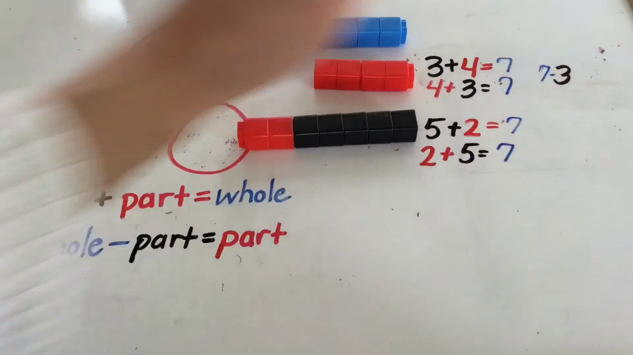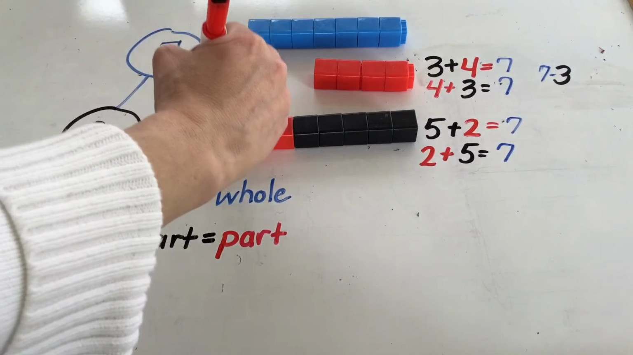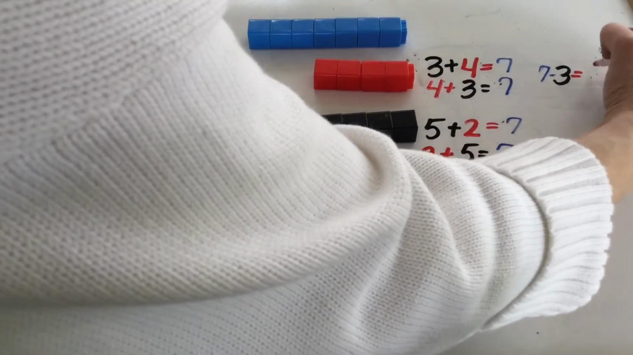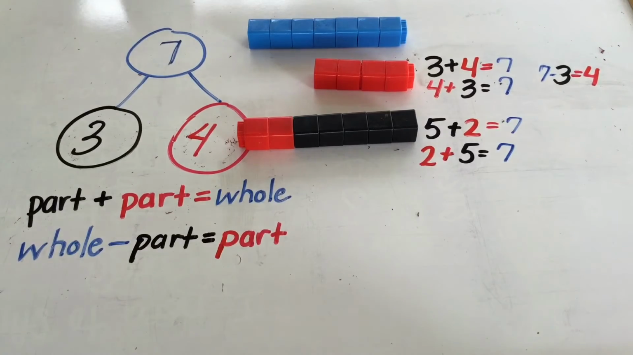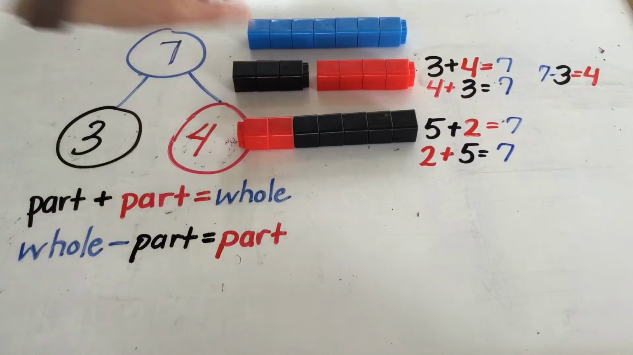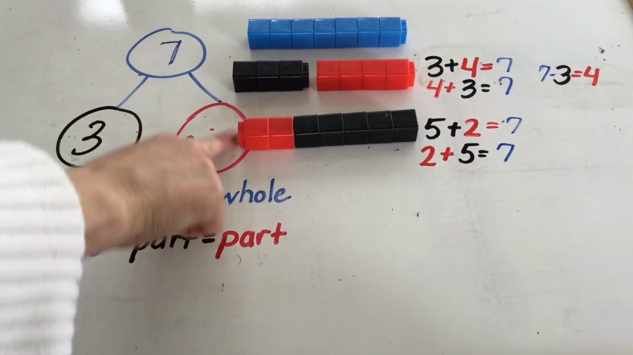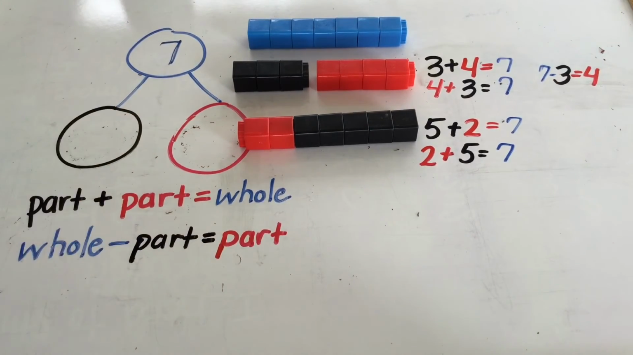Now let's use the number bond to set up our subtraction sentences. My whole is 7. My first part I took away is 3, and my part remaining is 4. Go ahead and pause this video and see if you can say out loud or write the other subtraction sentence that goes with 7, 3, and 4.